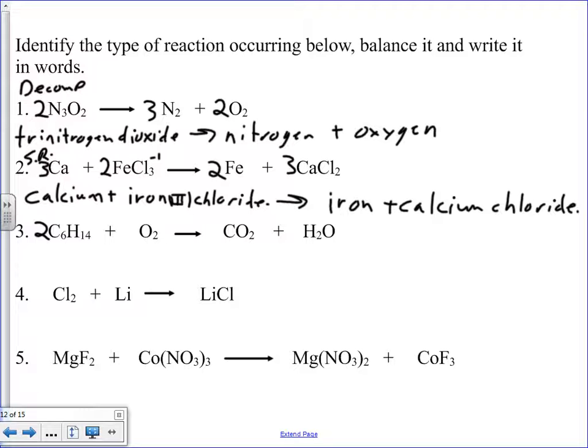So balance in alphabetical order. 2 times 6 is how many? 12. So I put a 12 here. 2 times 14 is 28. So 14 times 2 is 28. Now we've got our carbons and hydrogens balanced. Now we need to balance the oxygens.